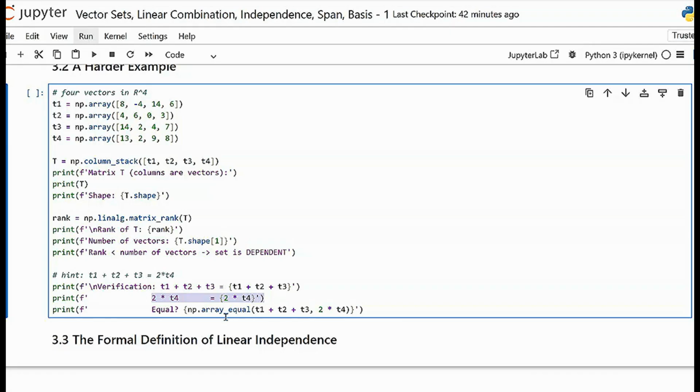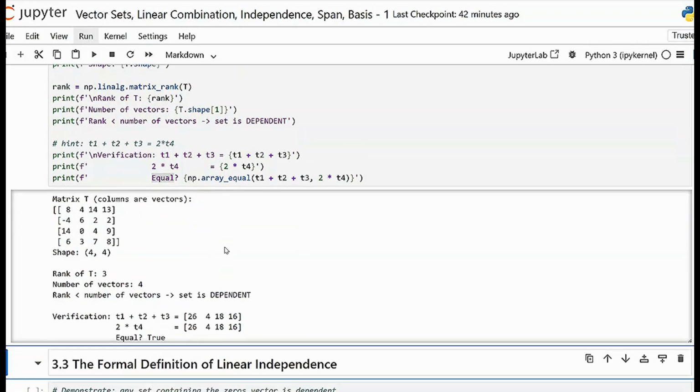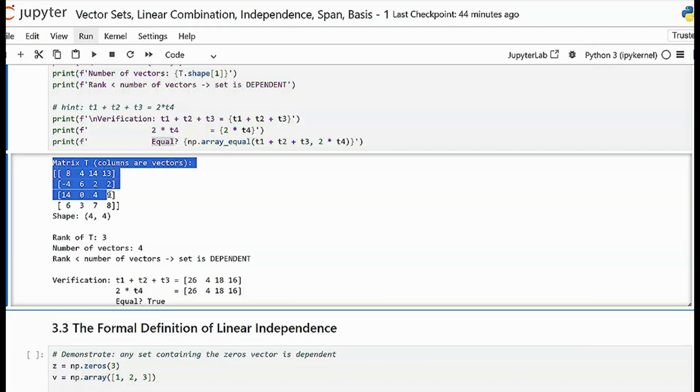And let me just check whether it is equal or not. And one thing to observe: if it is equal, the dependency is confirmed. Let me execute and observe here. Yes. Okay, so kindly observe, dear friends, this is our output.